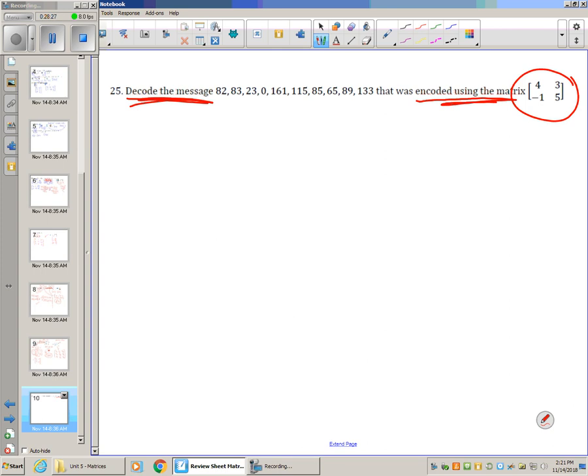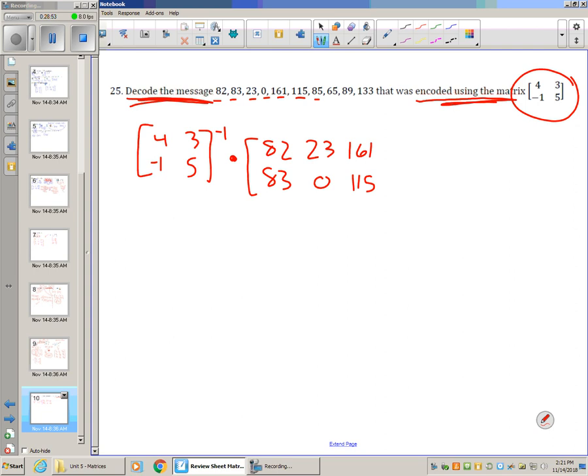Inverse will undo it. So what I'm going to do is take that 4, 3, negative 1, 5, and take the inverse of that, and multiply it by the 2 by whatever matrix with these numbers in it. And just remember how you do it. It's by column. So the first number goes here, the second number here, and you keep putting those numbers in the correct order that they're written in the list. Now this ends with an even amount of numbers, but in most cases that'll always work out, so don't worry about that. All right, so we got our setup.